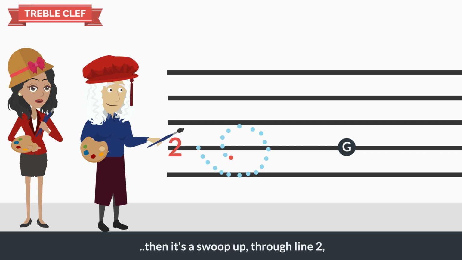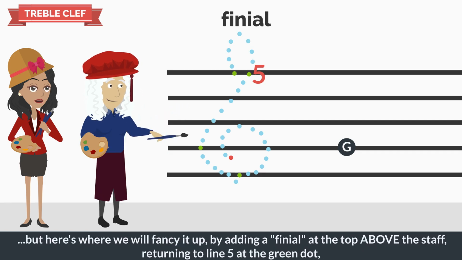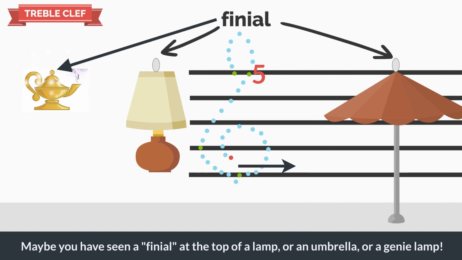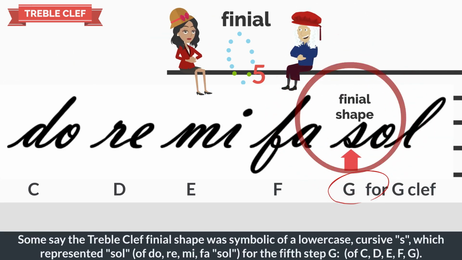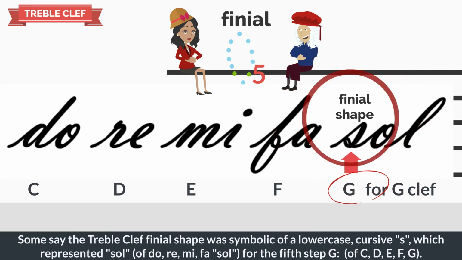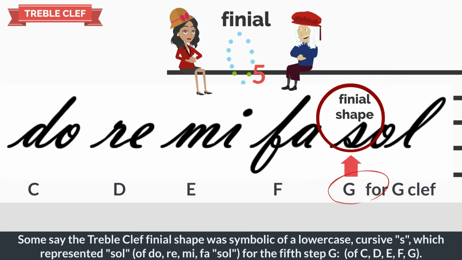Then it's a swoop up through line 2 with a stroke heading up toward the right to line 5, so it almost looks like a 6 or a G just the way it is. Here's where we will fancy it up by adding a finial at the top above the staff, returning to line 5 at the green dot. Maybe you have seen a finial at the top of a lamp or an umbrella or a genie lamp. Some say the treble clef finial shape was symbolic of a lowercase cursive S, which represented Sol of Do, Re, Mi, Fa, Sol, the 5th step G of C, D, E, F, G.